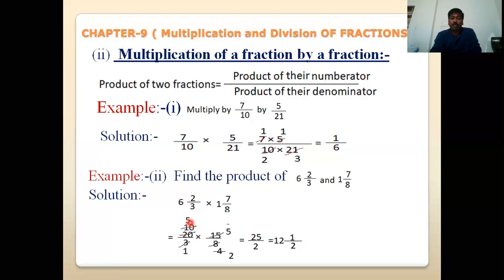Now, when we multiply this 5 into the 5, we get the 25. And when we multiply 1 into 2, we get the 2. And now, children, in this way, this is also an improper fraction. Why is it called an improper fraction? Once again, I say that the numerator is greater than the denominator, so it is an improper fraction. Now, we will change into the mixed fraction, and when we divide the numerator by the denominator, we get 12 whole 1 by 2.